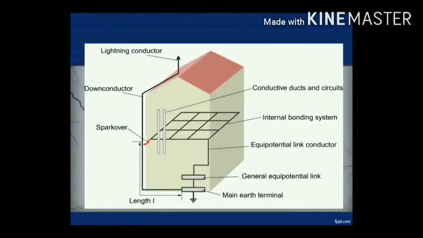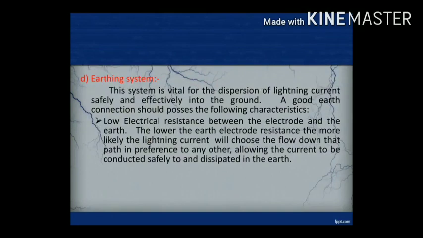Next one is the earthing system. This system is vital for the dispersion of lightning current safely and effectively into the ground. A good earthing connection should possess the following characteristic: low electrical resistance between the electrode and the earth. The lower the earth electrode resistance, the more likely the lightning current will choose to flow down that path in preference to any other, allowing the current to be conducted safely to and dissipated in the earth.